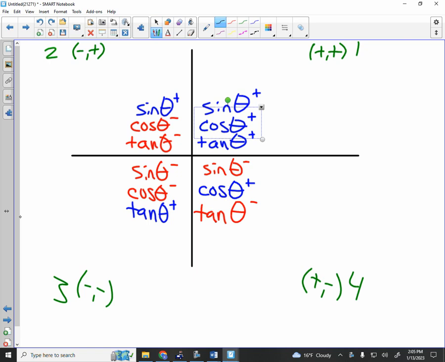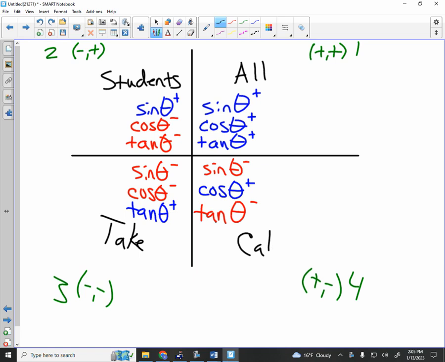But some students use acronyms. Here's the acronym that they use. All students take calculus. This might not be an acronym, might be just some kind of association. I don't know. I'm not an English teacher.